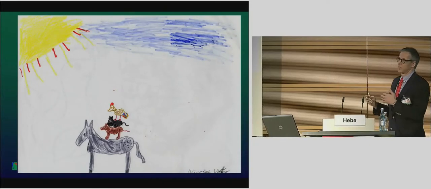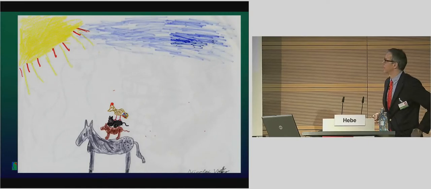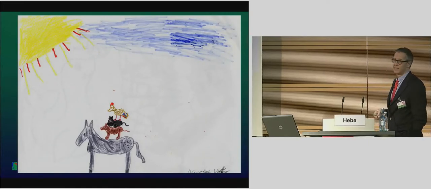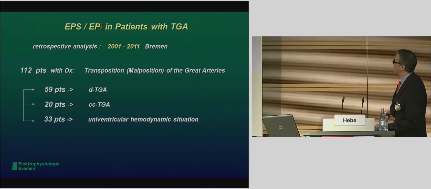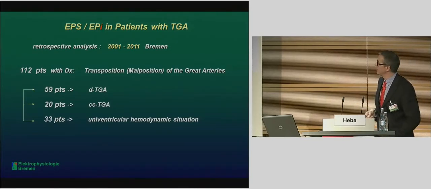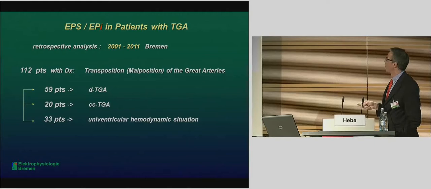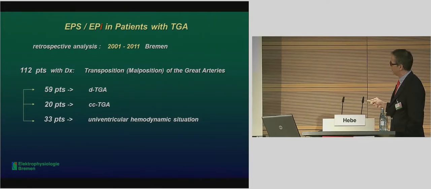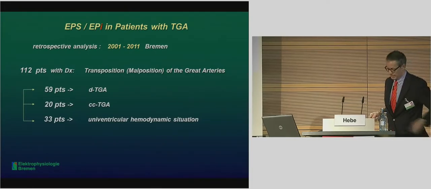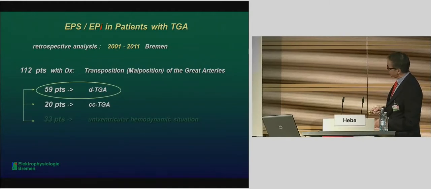And to go a little bit further, we looked at our Bremen data, and I did this together with my co-worker, Dr. Jan Nürnberg, whom I would like to thank very much for his work. He was already encouraging me to count our numbers, what we have done in the 10 years in Bremen, with patients with transposition or malposition of the great arteries. And again, we sorted them into D-transposition, CCTGA, and the more complex situations with univentricular hemodynamic hearts. I would like to start with the DTGA group.